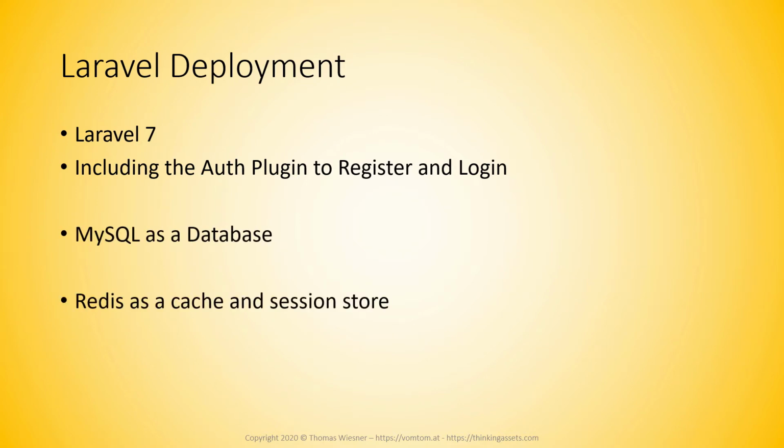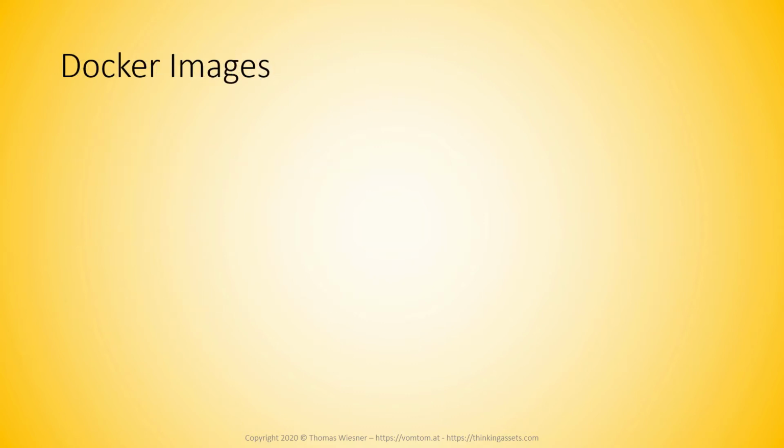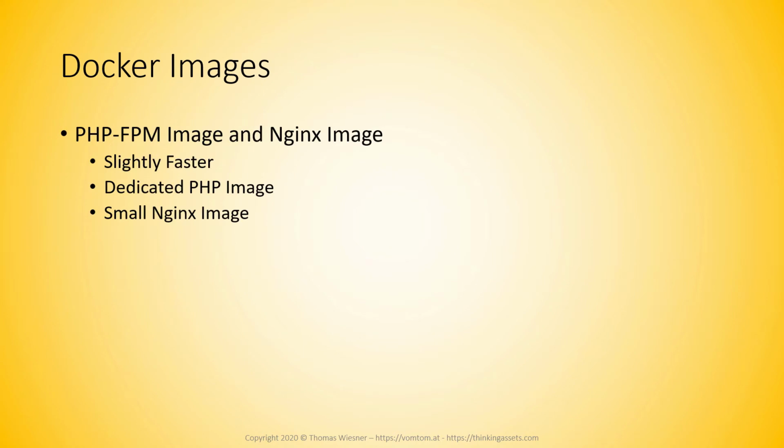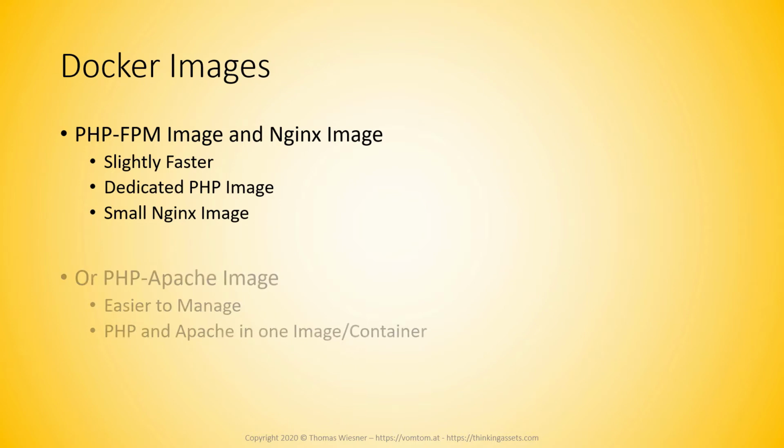I want to show you why we're going to need this in real-world deployments when we have multiple Docker containers running on different hosts. Now then we are talking about the Docker images. I want to use PHP-FPM as the PHP image to process the PHP files, and Nginx as our web server. Why the PHP-FPM images? Because it's slightly faster. There is a dedicated PHP image only for PHP, and the Nginx image is extremely small therefore.